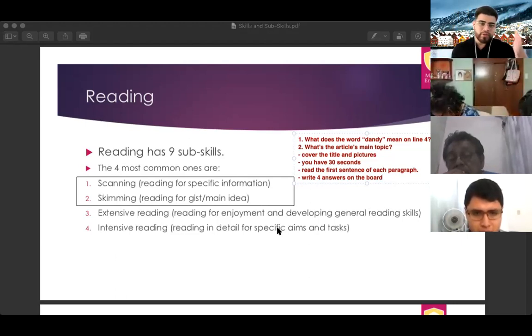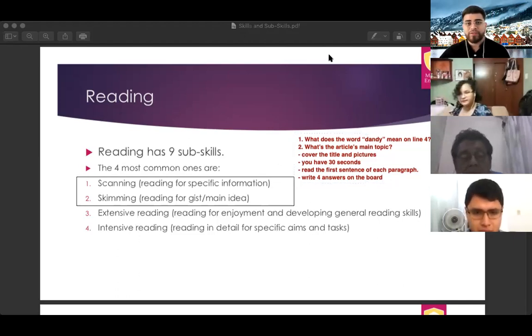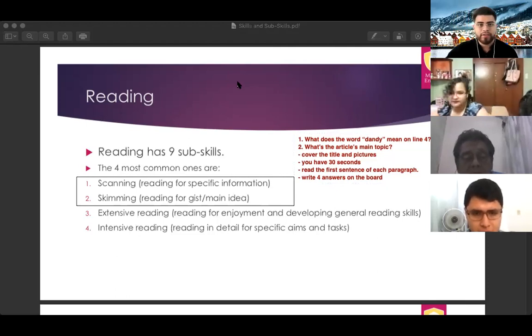So we use these skills a lot in real life, but they are very important skills on those tests, okay? You should focus on those a lot in your class.